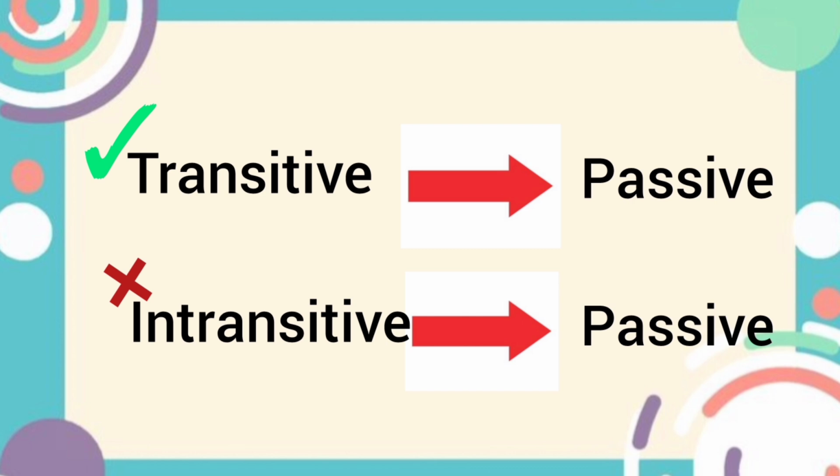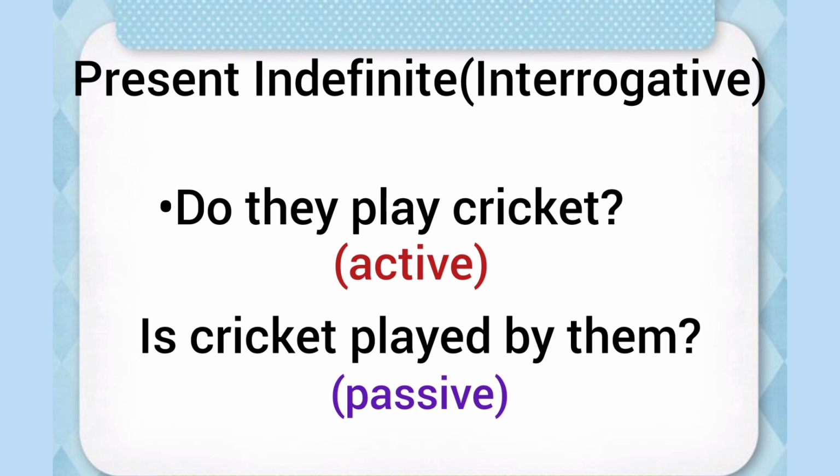Then third one is present indefinite interrogative sentences. Do they play cricket? Now sentence structure is different here because it's a question. So do as a helping verb is already used in the start of the sentence. So we will make a change here in the place of the helping verb, that is do. Do they play cricket? Is cricket played by them? Rest all the rules are same.